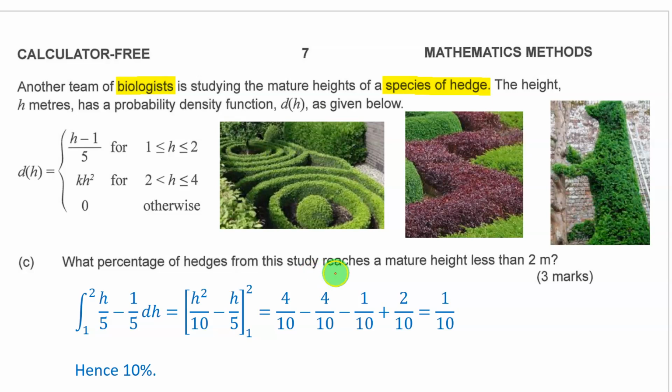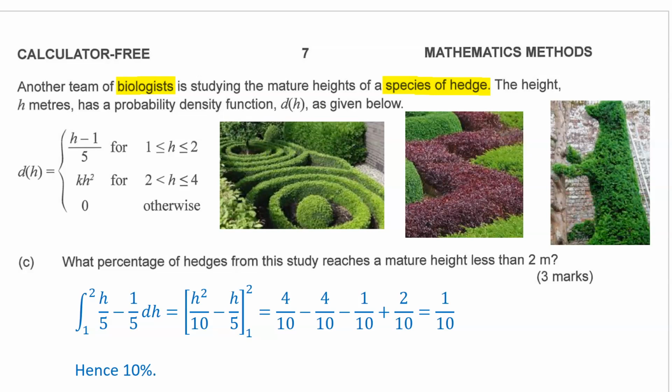Anyway, what percentage from the study reach a mature height of less than 2? So we're only dealing with this top function here, and we simply need to integrate it from 1 to 2. I've split it as h over 5 minus 1/5 just to make the integration a little bit simpler. We've got h squared on 10 minus h on 5, from 1 to 2. Substitute in: 4/10 minus 4/10, minus 1/10 plus 2/10, leaves us with 1/10. They've asked for a percentage, so I'm guessing we've got to answer 10% for the third mark on that one.